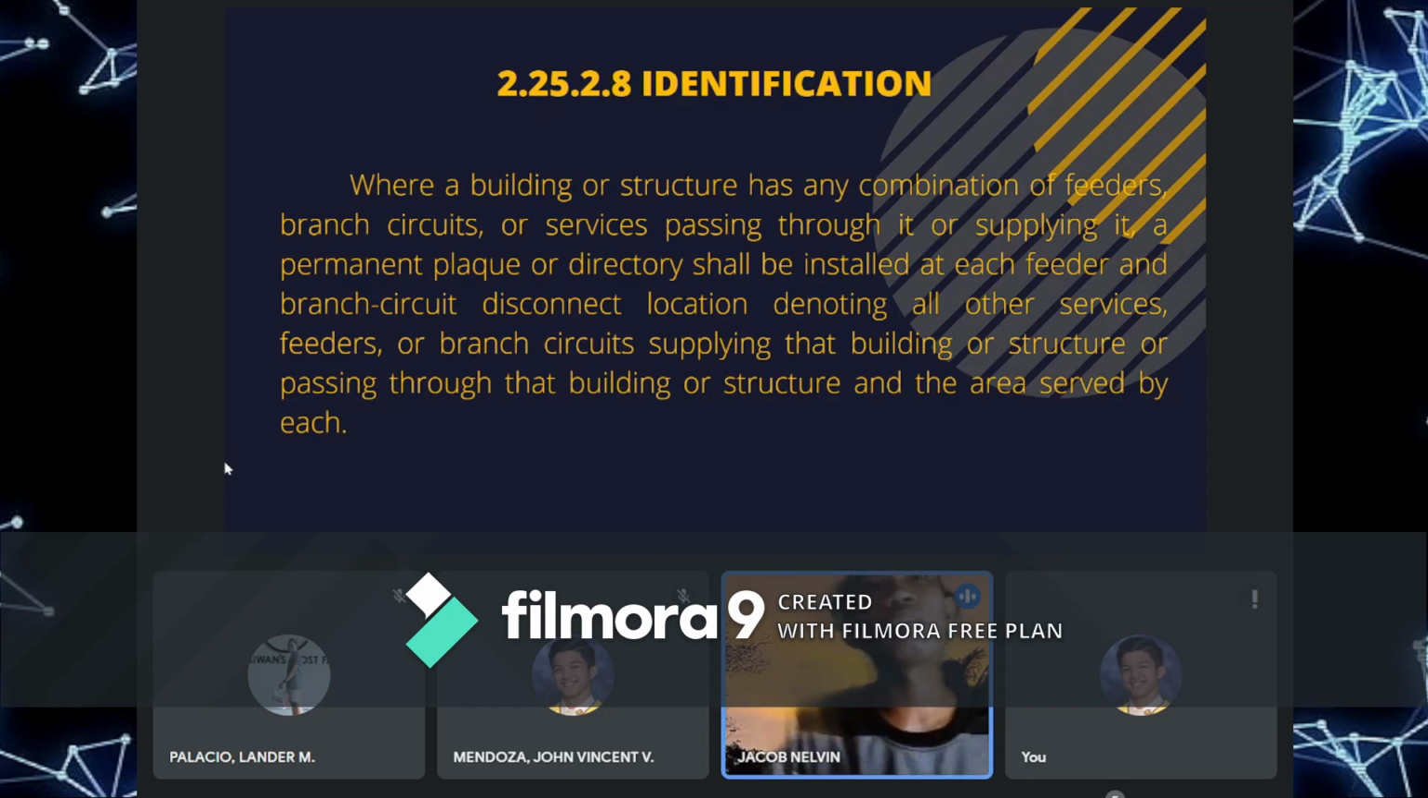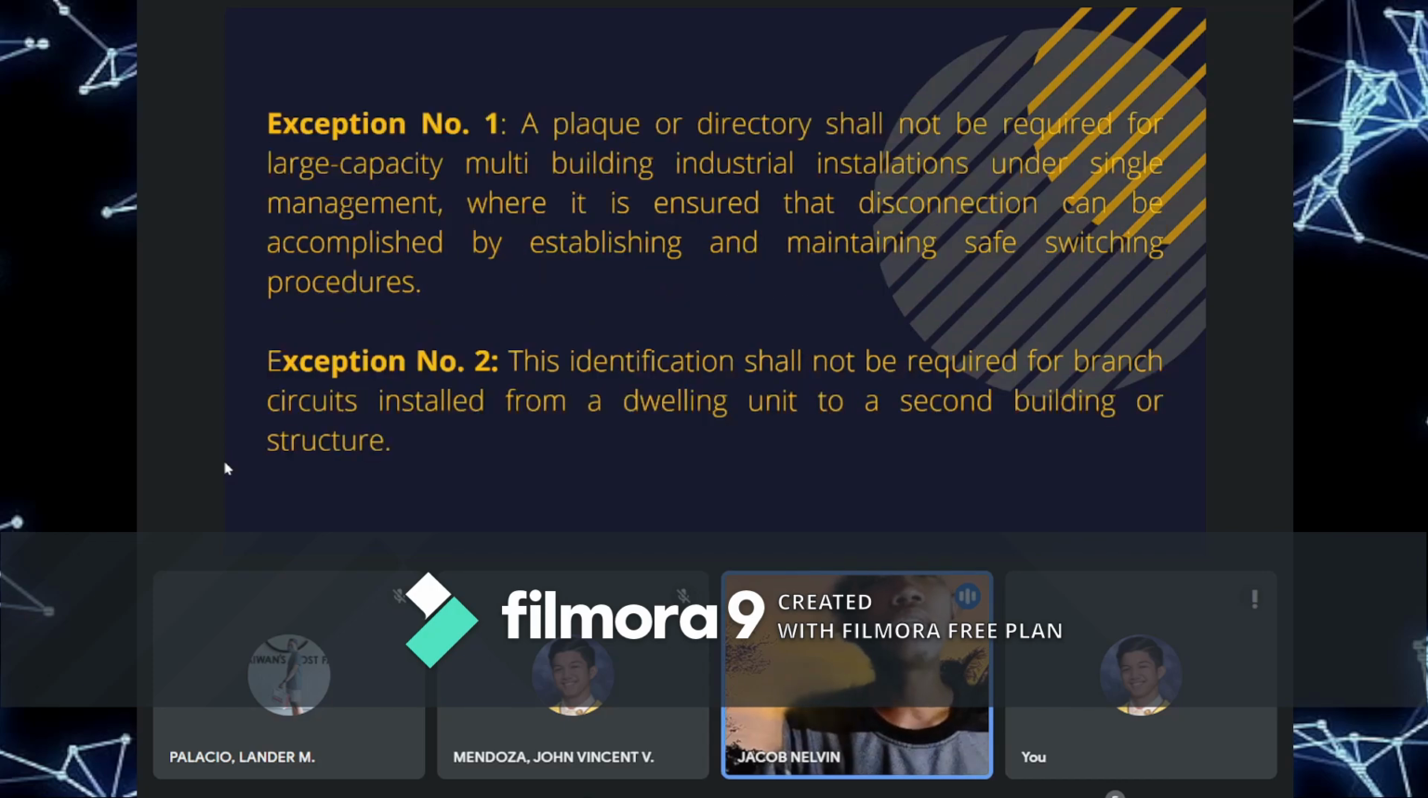Ito tayo ngayon sa exception number 2. Sabi, this identification shall not be required for branch circuits installed from a dwelling unit to a second building or structure. Ano ba yung tinutukoy natin dito na mga dwelling unit? Sabi dito, yung identification doon ay hindi nire-required sa mga naka-installed na branch circuits, sa mga parang extension lang ng bahay natin, halimbawa from dwelling unit o kaya sa second building or structure.